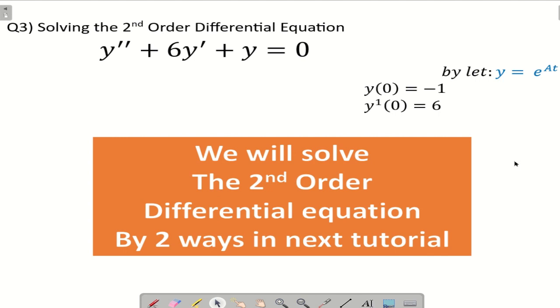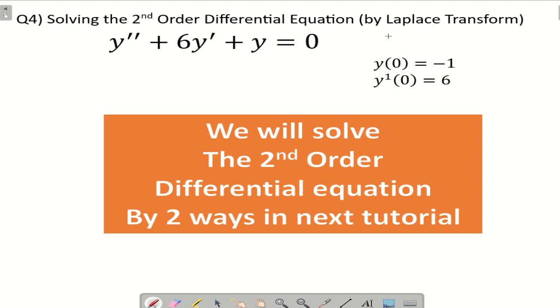So this is for today's tutorial, and in the next tutorial I will show you how to solve the second order differential equation in two ways. One way is that we let y equal to e to the power of at, and the other way is that we use the Laplace transform as well. So stay tuned to my tutorials.